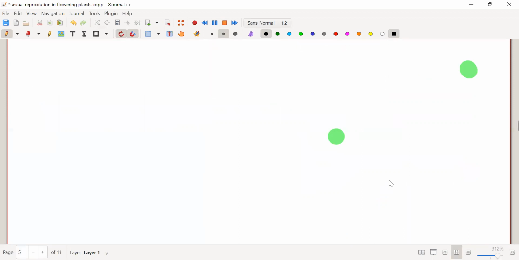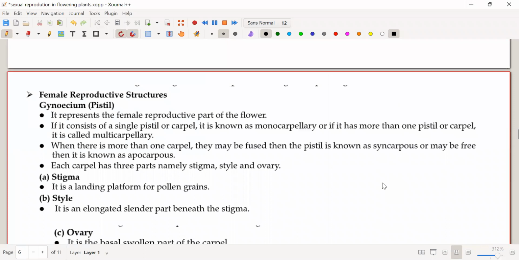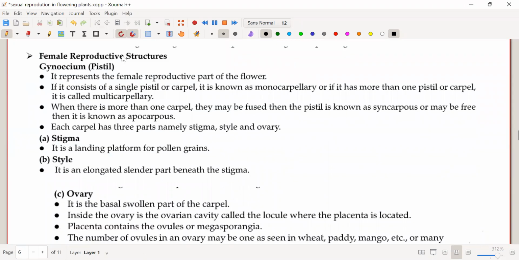All right. The next part is regarding female reproductive structure, the gynoecium or pistil. It represents the female reproductive part of the flower.